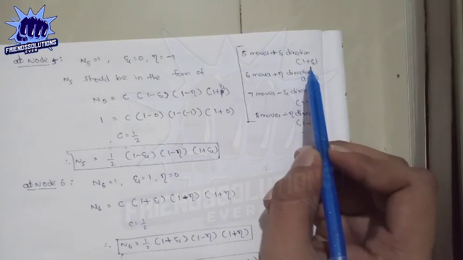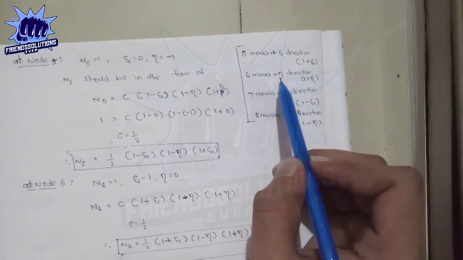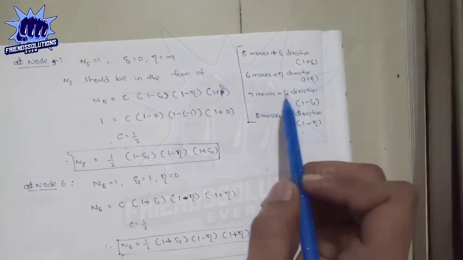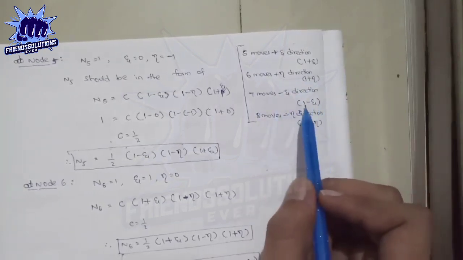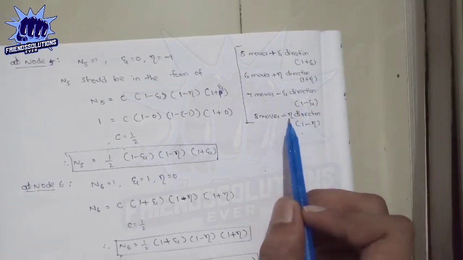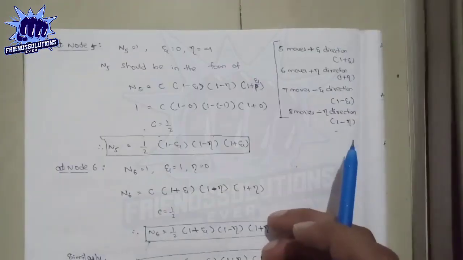So from that logic, node 5 moves in the positive xi direction, so 1 plus xi, and the 6th node moves in the positive eta direction, so 1 plus eta. The 7th node moves in the negative xi direction, so 1 minus xi, and the 8th node moves in the negative eta direction, so 1 minus eta. Now come to the derivation.